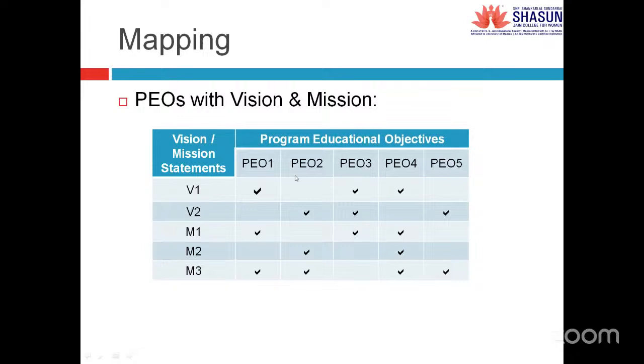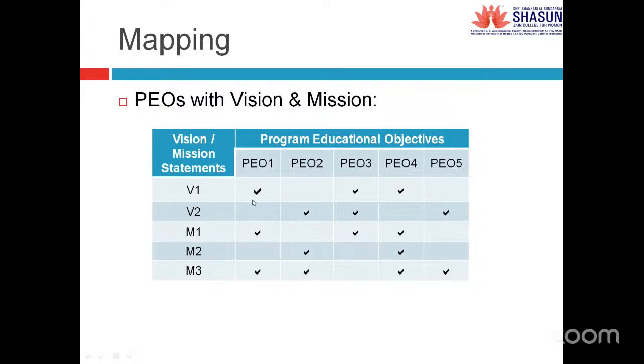So we are going to first map this educational objective, which should map with your vision and mission statement of the institution. Again, this vision and mission statement is defined at the institutional level. I have taken a sample of two vision statements, V1 and V2, and my institution has three mission statements, which I have defined as M1, M2, and M3.